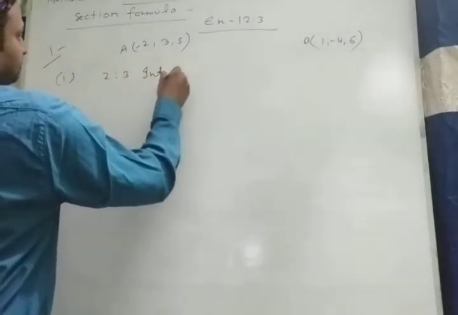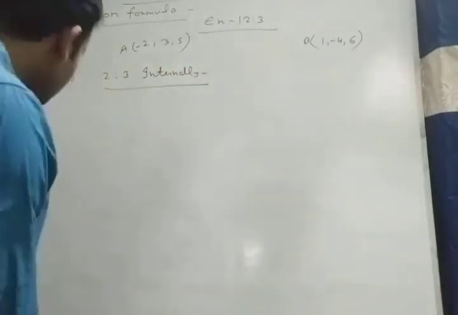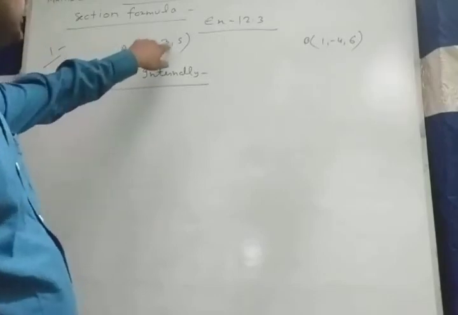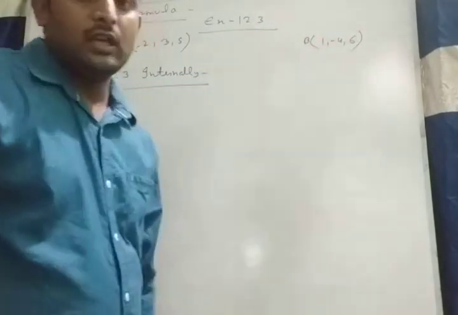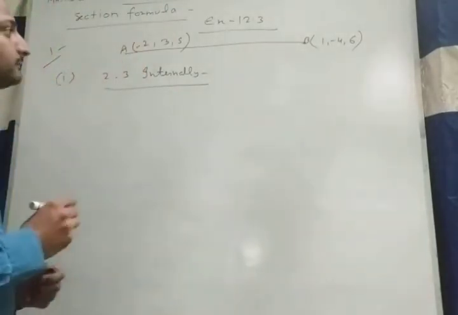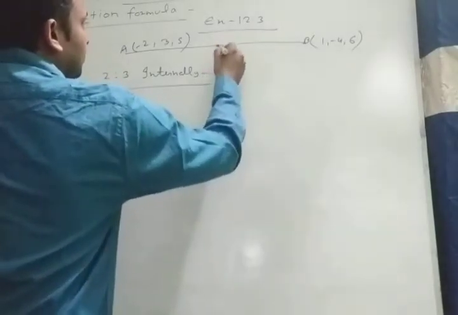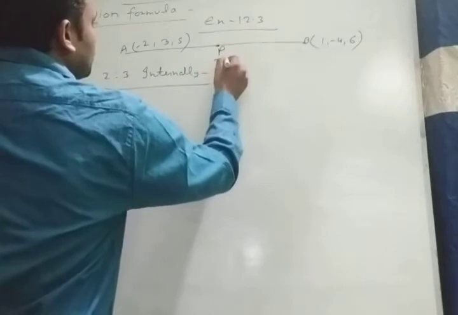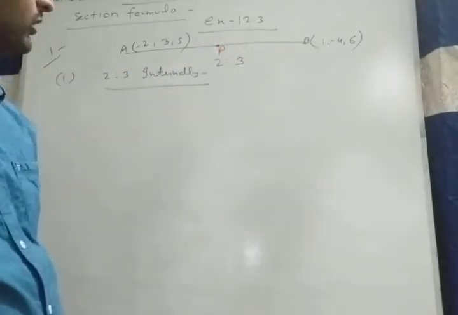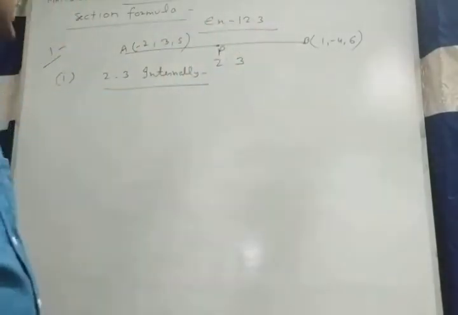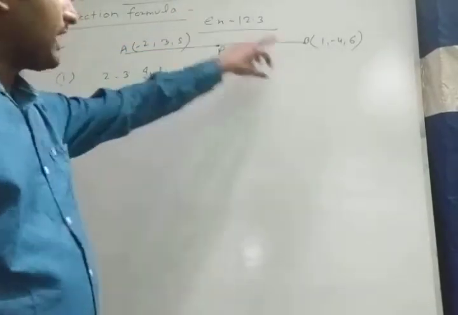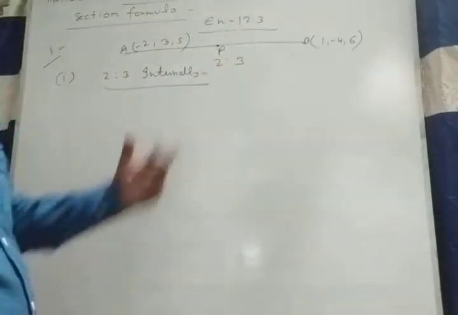We are given a question in which the coordinates of 2 points are given: A is minus 2, 3, 5 and the coordinate of point B is 1, minus 4, 6. Joining these 2 points, the line AB is the joining line. And one point P divides this line AB in the ratio 2:3 and we have to find the coordinate of this point P. What is given in the question? We have two coordinates A and B, and joining these two we have a point P which divides the line AB in the ratio 2:3. Now we have to find the coordinate of point P.